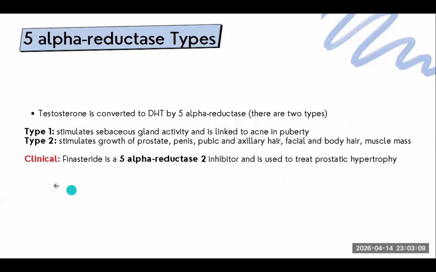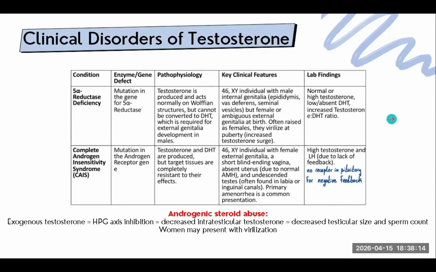And a clinical relevance over here is that finasteride is a 5-alpha reductase type 2 inhibitor, and it's used clinically to treat prostatic hypertrophy. Because one of the functions of 5-alpha reductase 2 is the stimulation of growth of the prostate. If we want to stop the growth of the prostate, we should inhibit it. Okay? Remember this.